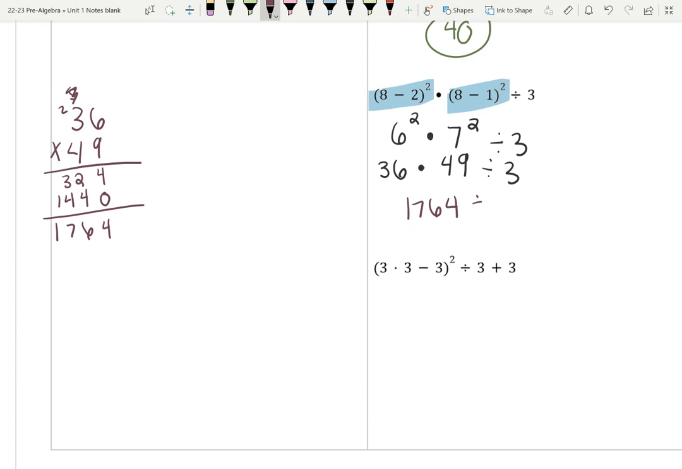And then on this last one here, you would do the parentheses first. So I would get 3 times 3, which is 9. And then I would do 9 minus 3, which is 6. And I would do 6 to the second, so 6 squared, so that's 36. That gives me 36 divided by 3 plus 3. 36 divided by 3 is 12, and then 12 plus 3 is 15. So your answer for that last one is 15. Sorry, I can't write that on here. And that is the end of our notes.